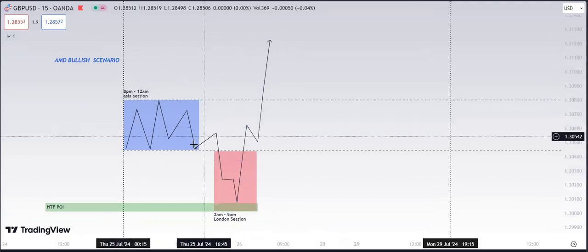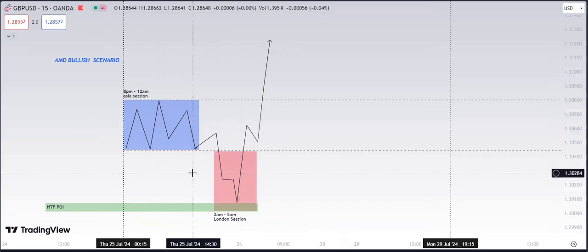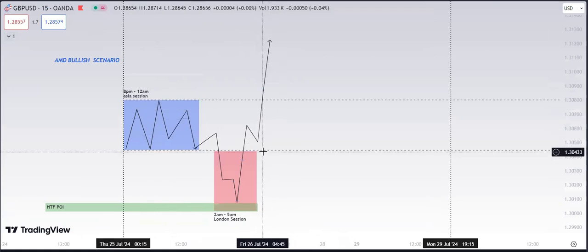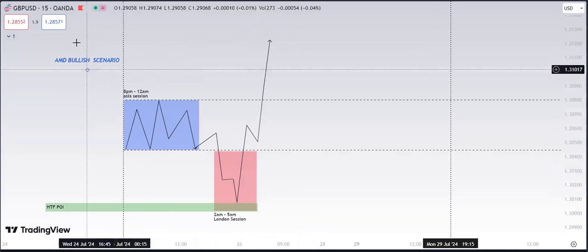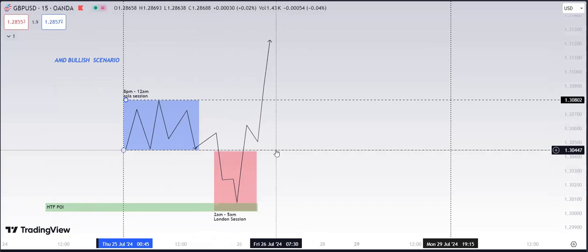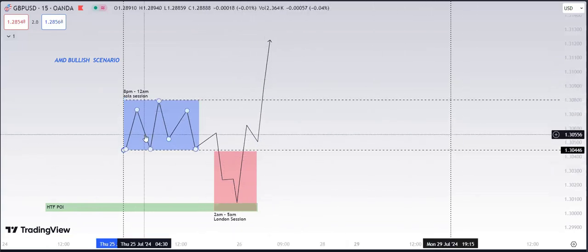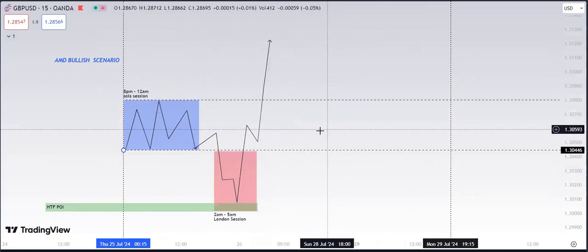Now we're done with the London session, and we're going into the New York session. We want to see price retracement into the New York session POI. Now remember what I told you earlier: this Asian session is a field of landmines and bombs in here.